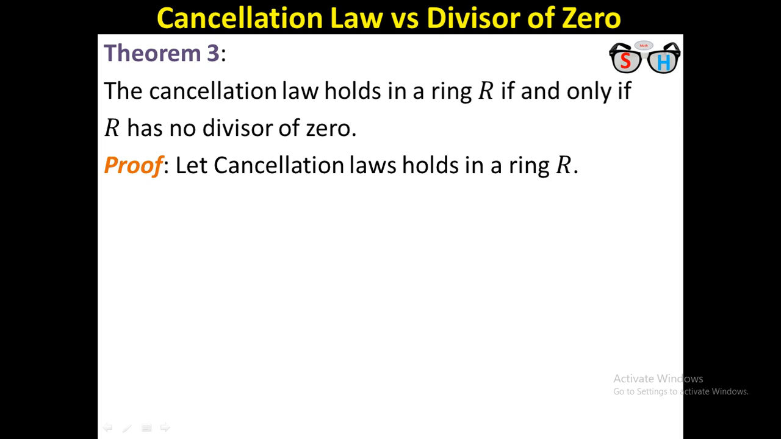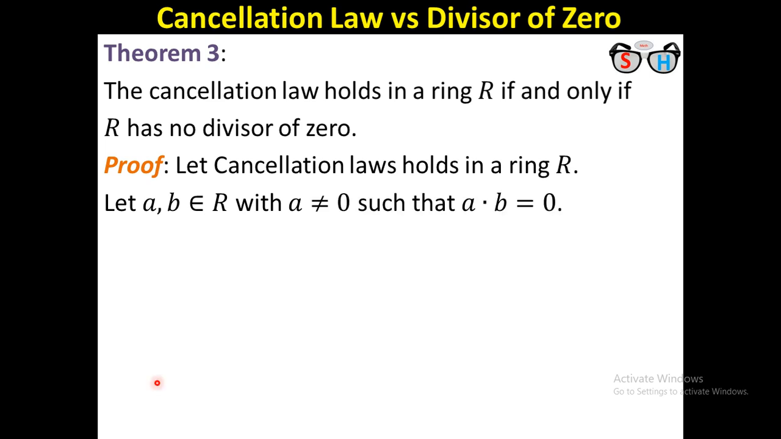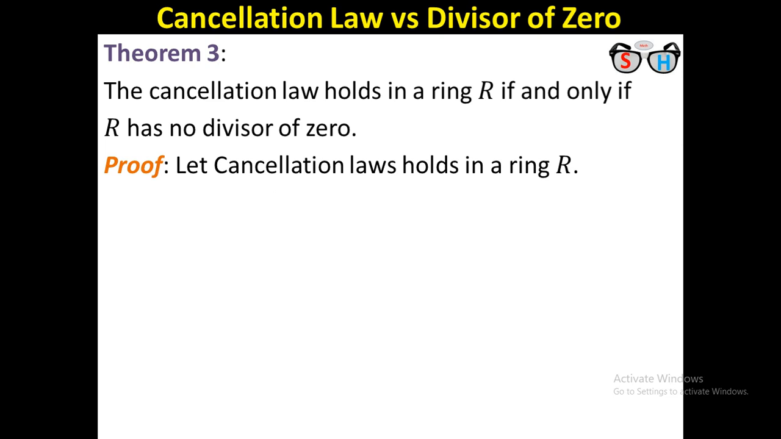Now we will show that it contains no left divisor of 0. For that purpose, let A, B be two elements with A non-zero such that A dot B equal to 0. Now we will check whether A is a left divisor or not. If we can find a non-zero element B, then A is a left divisor of 0. Otherwise, if B is always 0, then A is not a left divisor of 0. If B is 0, this relation holds automatically, because A dot 0 equal to 0 for all A.